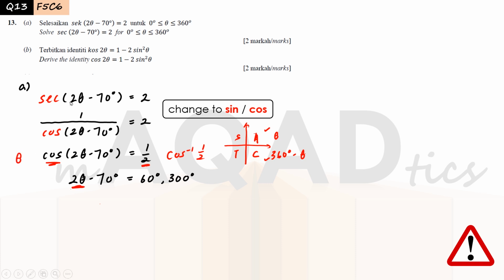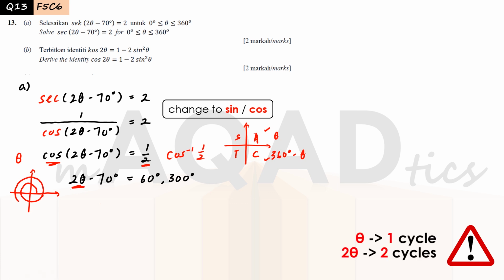So theta here, if you look back at the question, it says from 0 until 360. So for theta means it is 1 cycle. Okay, from 0 until 360, 1 cycle. So 2 theta will be 2 cycles. Okay, so for 360, I go another round and reach 720 degrees. Okay, because 360 plus 360.